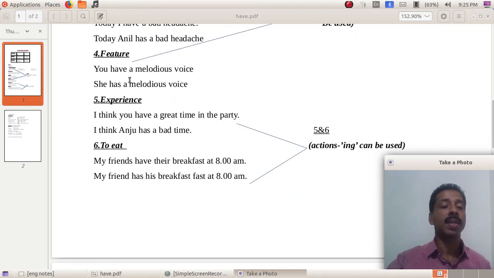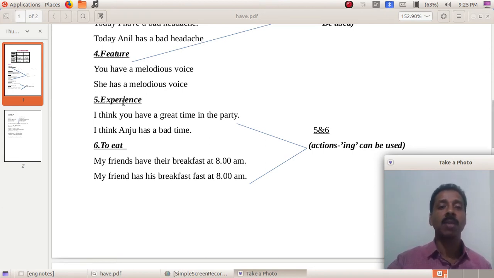See the sentence given: You have a melodious voice. This melodious voice is the special feature of the person I referred to here. And if, instead of you, the subject becomes she, instead of have it will become has. She has a melodious voice. So in order to show a feature, have or has can be used.